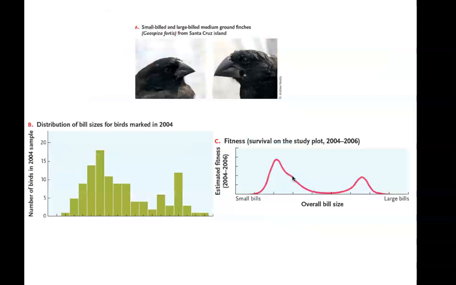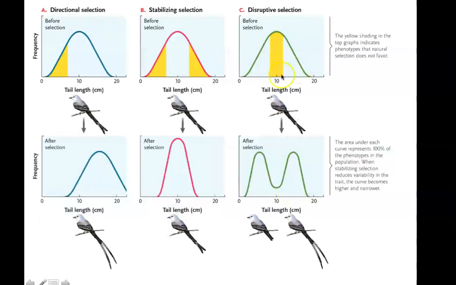There's the finch example I was talking about. So again, the medium or average bill sizes got selected against, and the population split into small bills and large bills. And you can see especially how disruptive selection will cause speciation over time. So initially you had one population, right, that had beaks or tails or whatever, and it looks like this, but at the end, or as a consequence of disruptive selection, the population splits into two. And so over time, these two aspects of the population might even become new species.